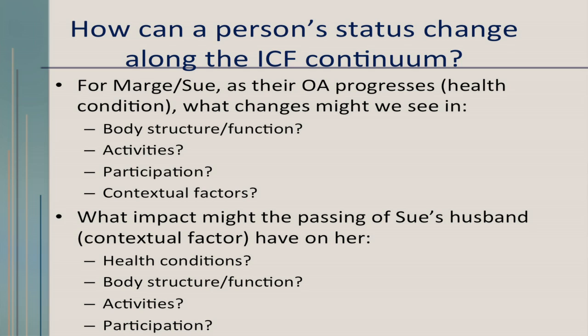Certainly with the participation, we'll see the same thing. They might start sitting out of some of their social activities and things that they enjoy doing because of simply the need to get the things done that are absolutely necessary in their lives. And then certainly there are contextual factors. As Sue's osteoarthritis progresses, it will make caring for her husband with a chronic and progressive disease much more difficult for her to be able to handle. So what impact might the passing of Sue's husband, which is a contextual factor, have on her health conditions, body structure and function, activities and participation?